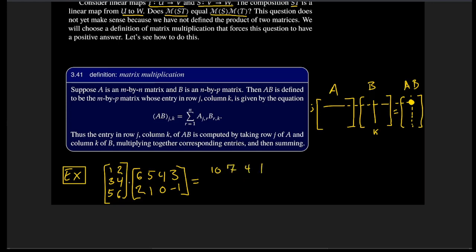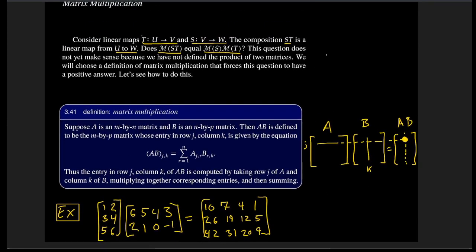Now I'll go across the second row and down the first column. So 3 times 6 plus 4 times 2. I get 26. Then 19, then 12, then 5. And in the final row, I'll get 42, 31, 20, and 9. Okay, cool. So let's answer the question.